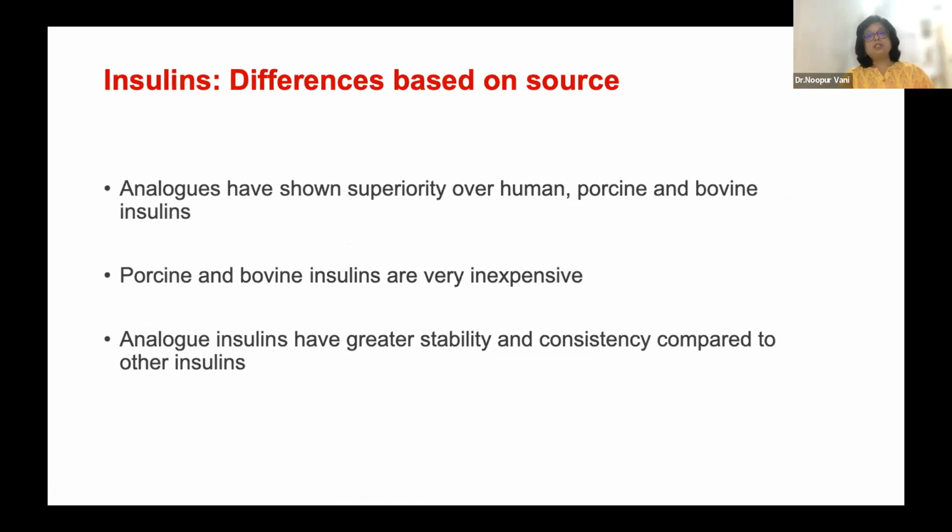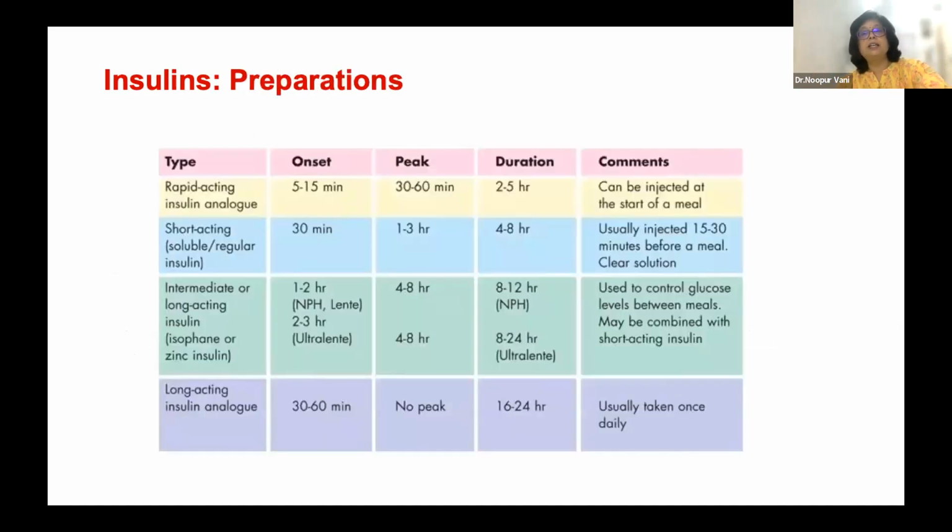So different sources of insulin, the differences are based on the source. Porcine and bovine insulins are very inexpensive. I don't think they're used anywhere now. Human insulins are very commonly used, and analogs are definitely sometimes superior, but sometimes it's the older human insulin which acts. However, the chart goes as analogs, human, porcine, and bovine insulins. Analog insulins have greater stability and consistency as compared to the other insulins.